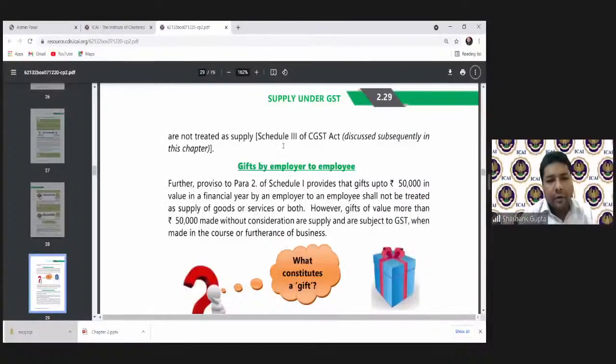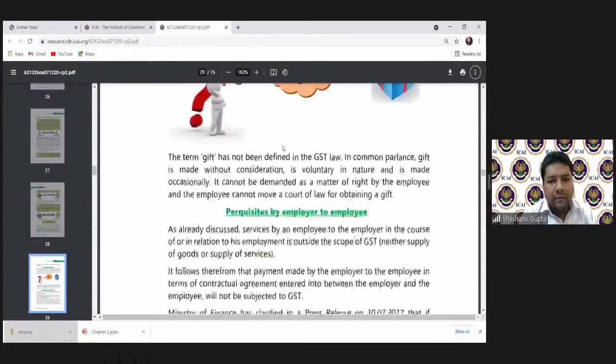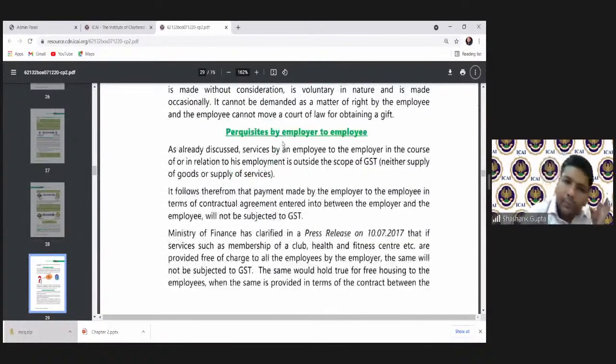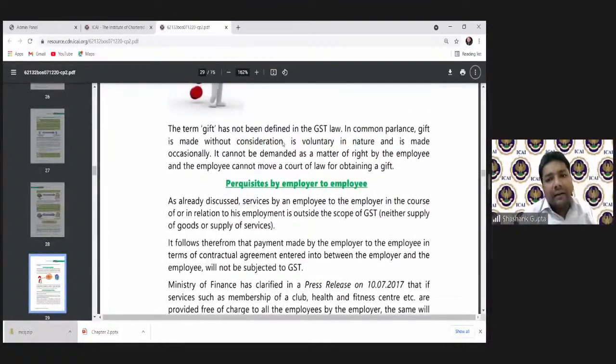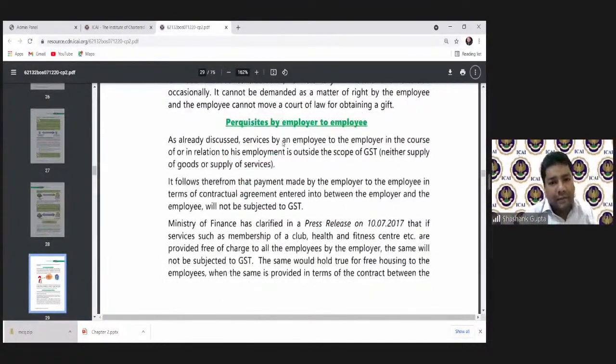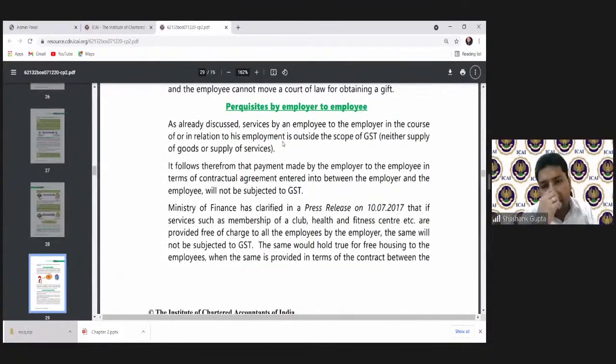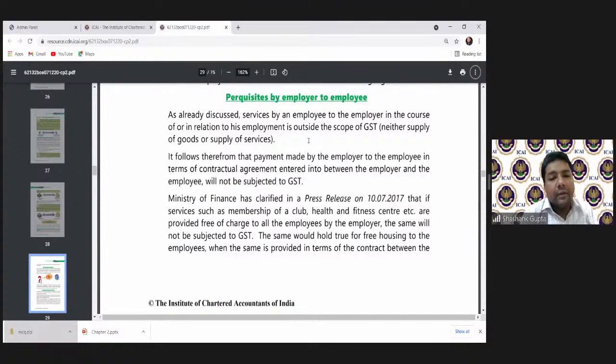Gifts by employer to employee. This we have discussed, that up to 50,000 can be given. Now, perquisites. What happens in case of perquisites? In this case, a press release was issued on 10th of July 2017 that if services such as membership of a club, health and fitness center, etc. are provided free of charge to all the employees by the employer, the same will not be subjected to GST.